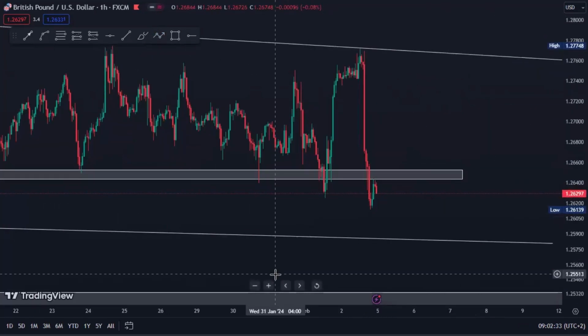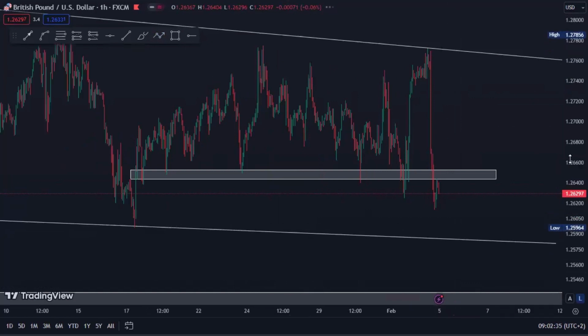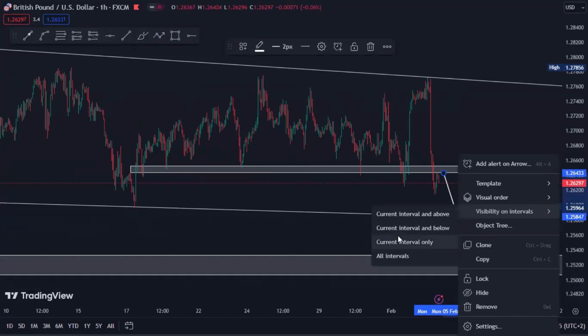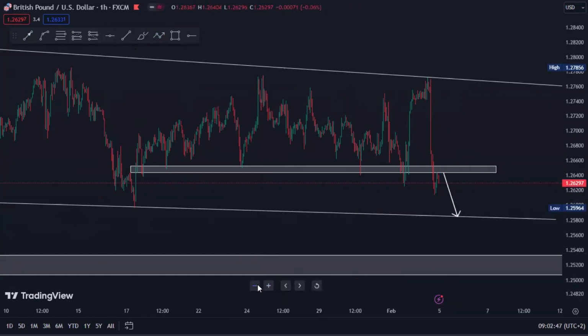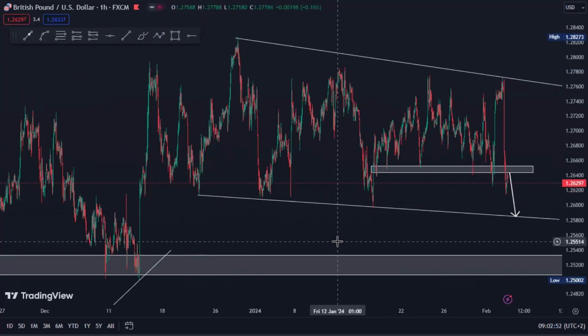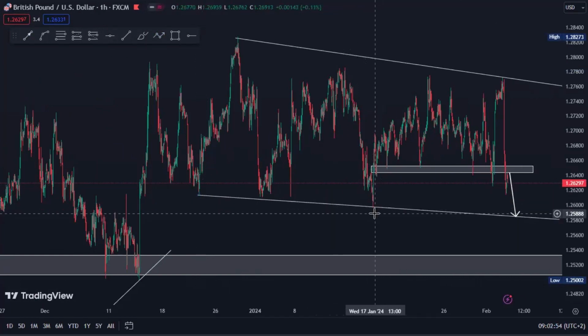Exactly. You see, it already retested that level. Beautiful. Already retested that level. So we expect the market to push here. That's our first confirmation, right? We have this 1, 2, 3.